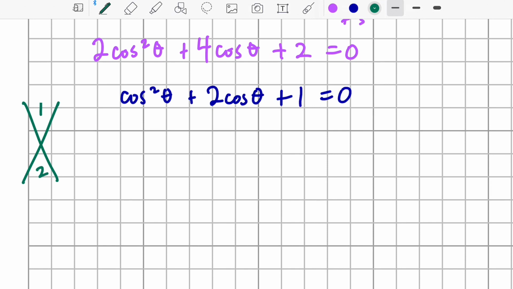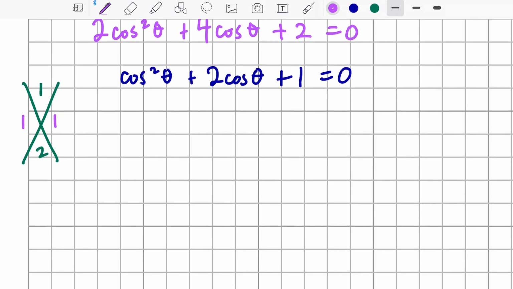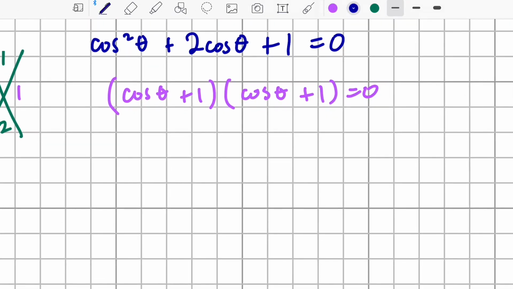So this is a tough one, guys. Two numbers that multiply to 1, but add up to 2? I think that would be 1 and 1. Right, Isa? Yes. Okay, good. Glad you're paying attention. All right, so now we can factor it. It's going to be cosine theta plus 1 times cosine theta plus 1 equals 0. Now, you don't have to do this twice. It's exactly the same thing, so only once.